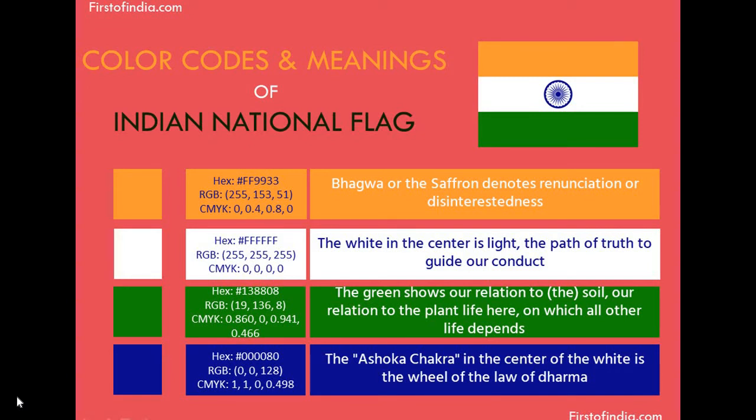The next color is blue, the chakra, right? The Ashok Chakra in the center of the white is the wheel of the law of dharma. Okay, the dharma has been established, and the wheel also shows continuity, because the wheel moves. It shows how our country will move along with the people and move towards prosperity.